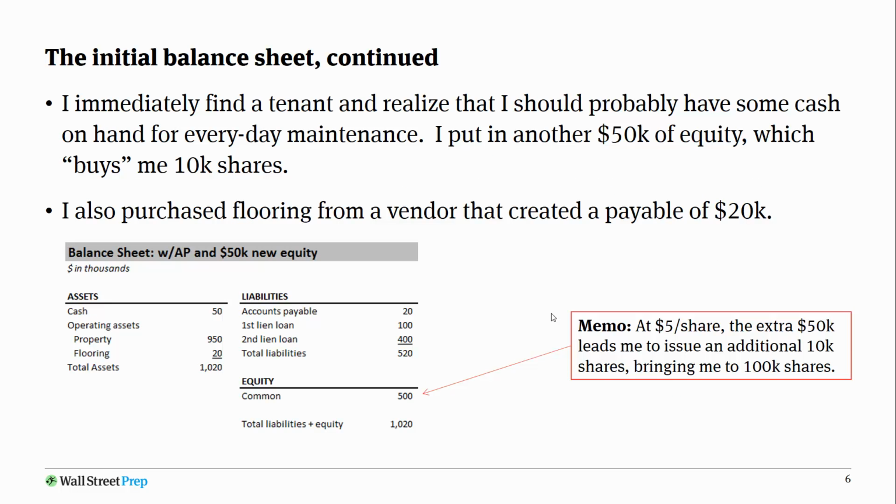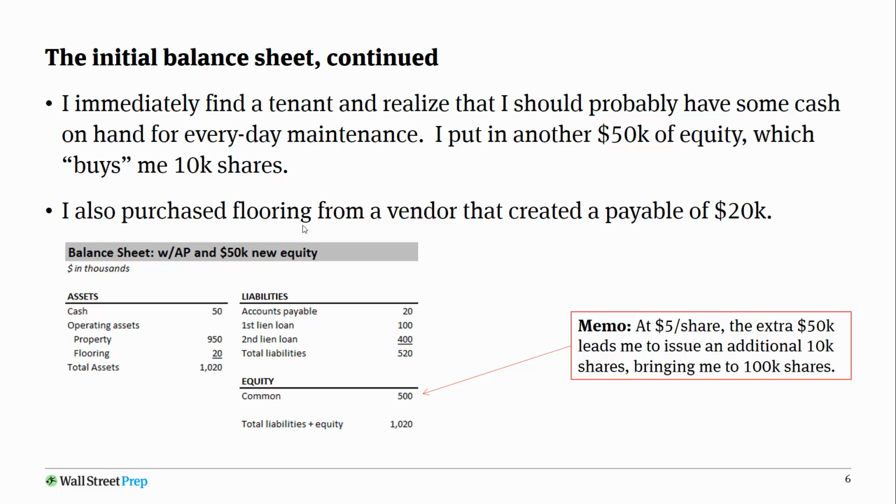So that's pretty straightforward. Now I immediately find a tenant, and I realize that I should probably have some cash on hand for everyday maintenance. So I put in another $50,000 of equity, which buys me 10,000 shares, at least on paper. If each share is worth $5, I've got 10,000 new shares if I put in $50,000 of equity. What does that give me? A debit of $50,000 in cash. And of course, now my equity value has gone up a little bit. So now a slightly bigger adjustment here: a debit, and a corresponding credit on the equity side. And then one other bullet here is I also purchased flooring from a vendor that created a payable of $20,000.